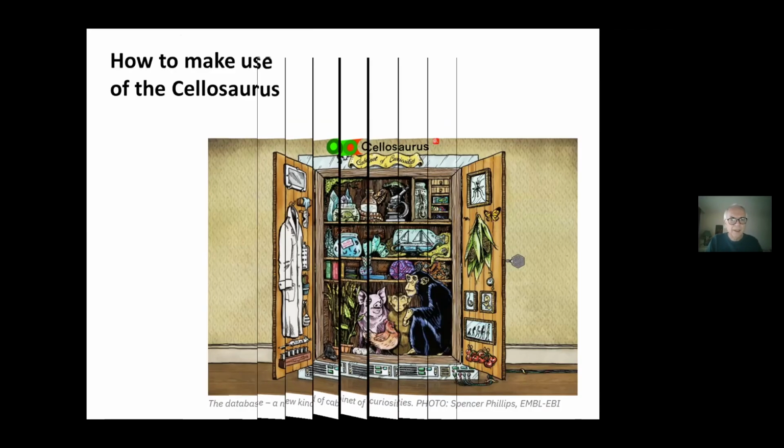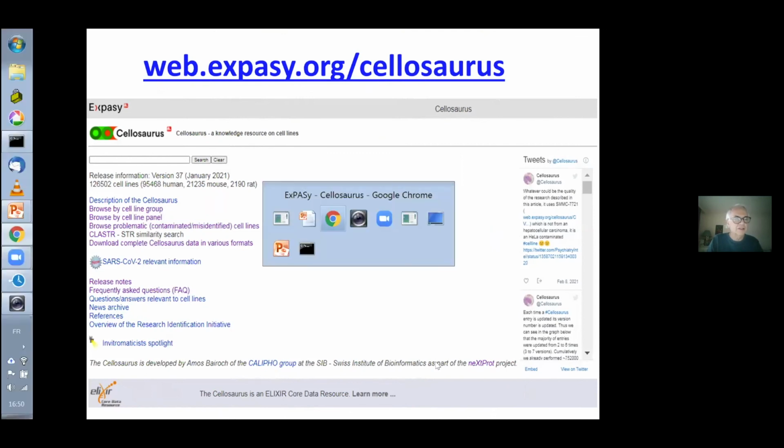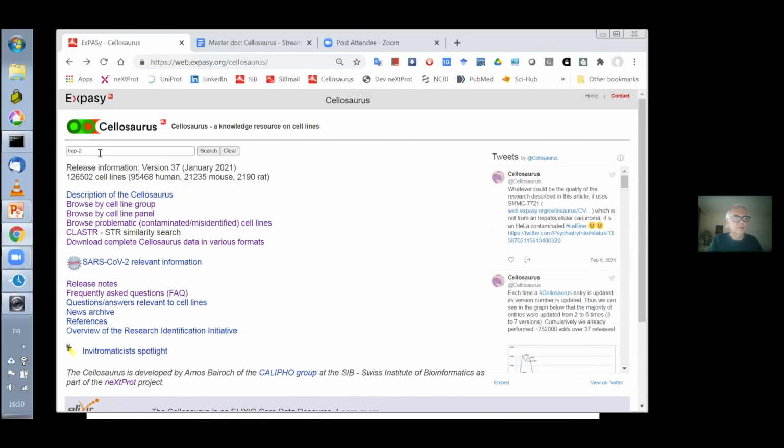So let's start with the fact that the Cellosaurus is available on ExPASy. Here I can jump to it, and most of you know it because anyway, if you Google, you will find it. And you have the homepage. We will change the homepage a bit in a few months, but not drastically, because for the moment we don't have really the resources to make it much nicer.